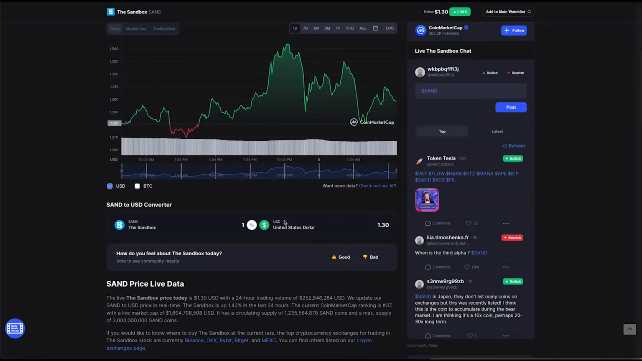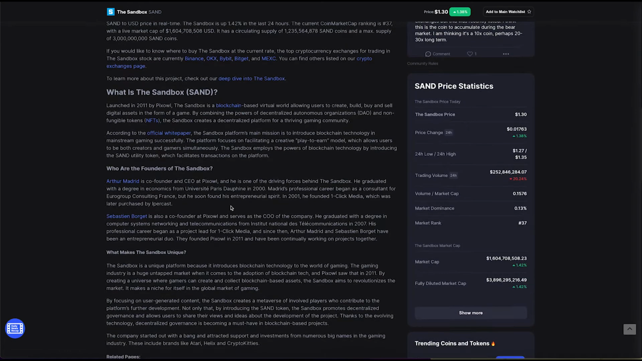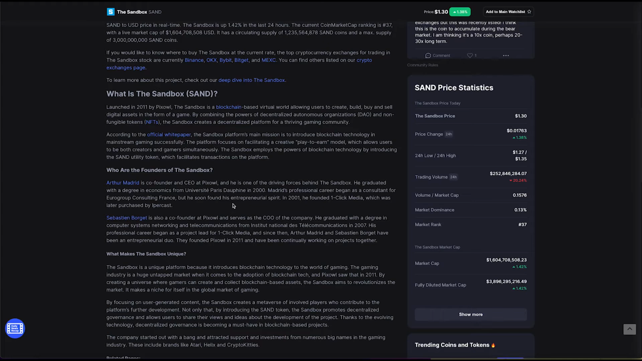Now, you might be wondering, what is Sandbox? Where can I get some Sandbox? Guys, launched in 2011 by Pixowl, the Sandbox is a blockchain-based virtual world allowing users to create, build, buy, and sell digital assets in form of a game by combining the power of decentralized autonomous organization and non-fungible tokens, NFTs. The Sandbox creates a decentralized platform for a thriving gaming community.